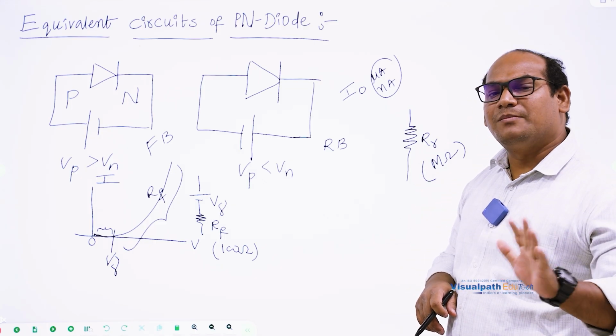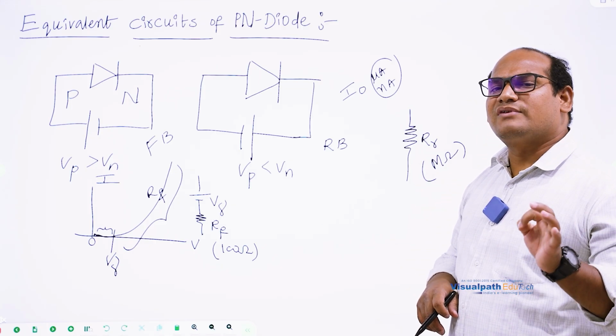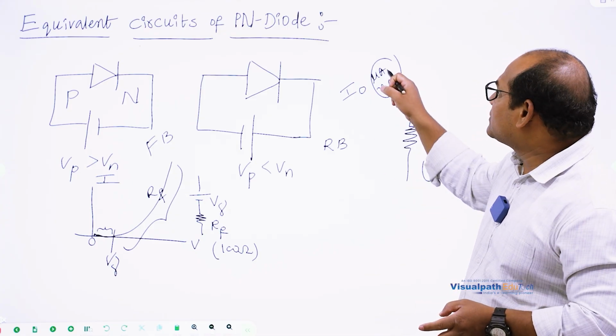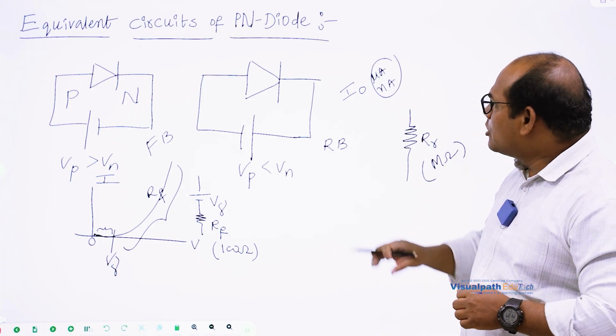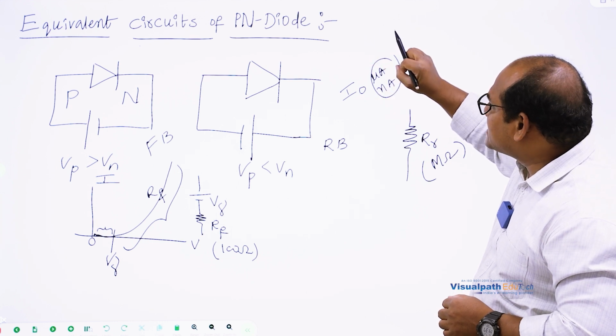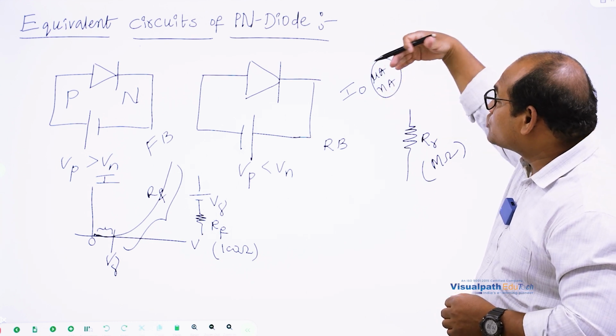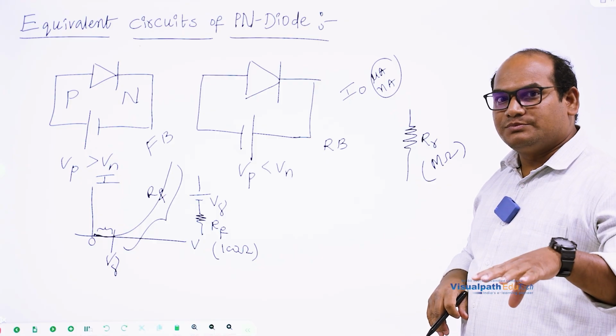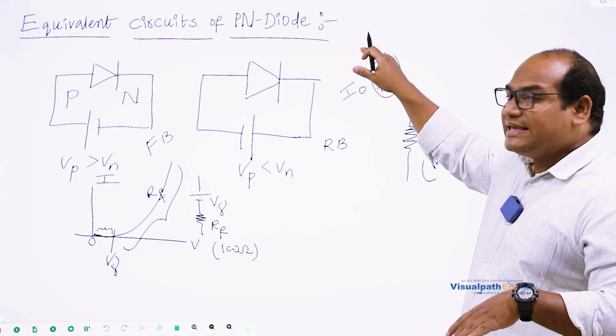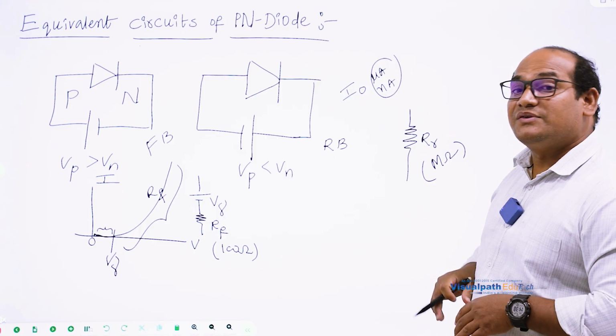But current is not completely zero. Little amount of current is there. That is in the order of microamps or nanoamps, that is due to minority charge carriers. So very little amount of current is there, that is due to minority. So current is there. That means the resistance value must be available. So current is very, very low. That's why resistance is very, very large.